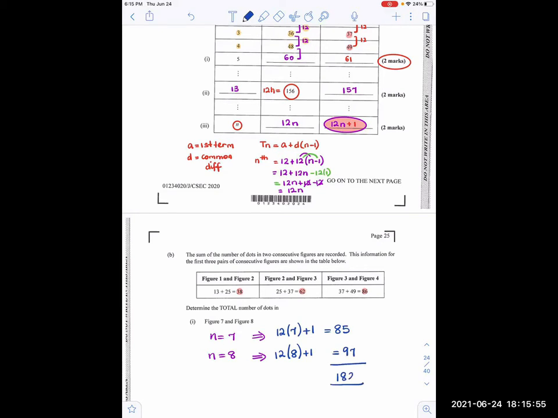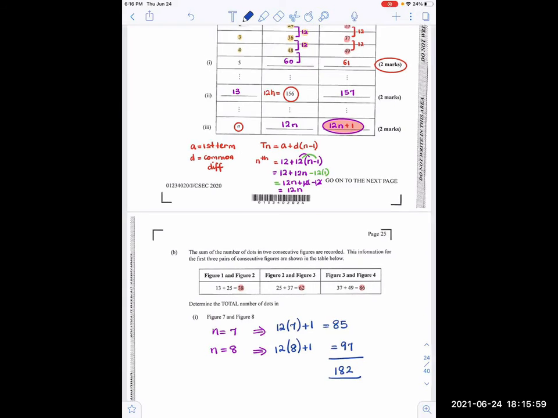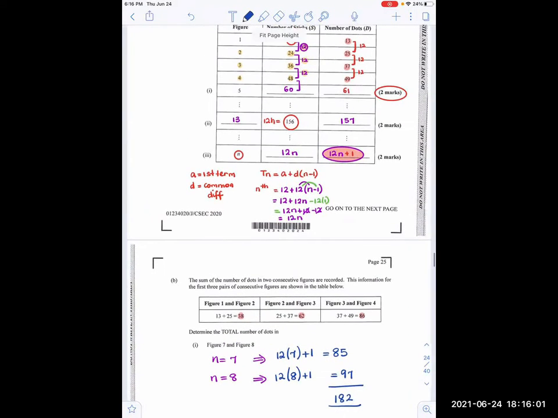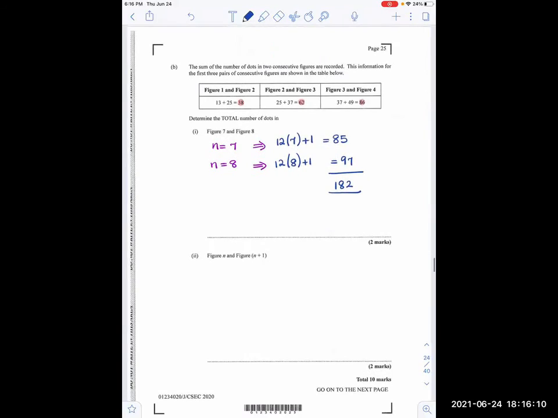Anybody else got that? Yeah, miss. I get it. Does anybody have any question regarding 182? Did you all get that? All right, we're going again.